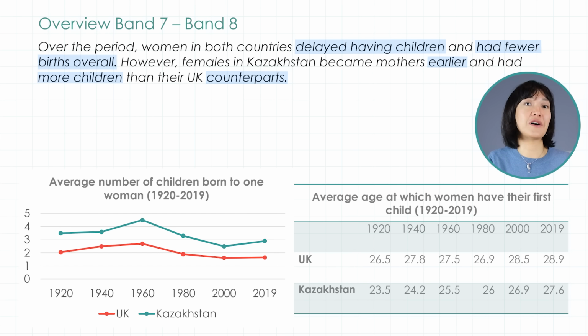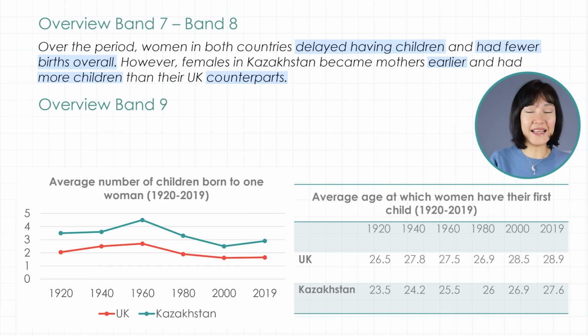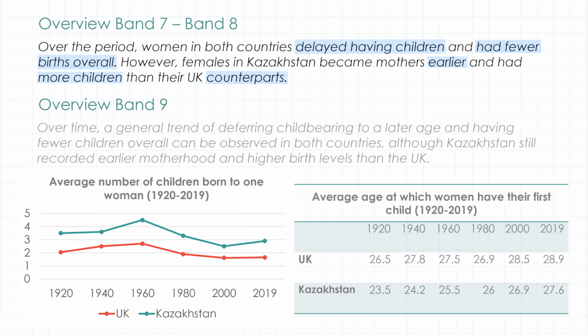And if you are really advanced, you could write at a band 9 level. Let me show you. The meaning is exactly the same, just the vocabulary and the grammar are at a higher level. "Over time, a general trend of deferring childbearing to a later age and having fewer children overall can be observed in both countries. Although Kazakhstan still recorded earlier motherhood and higher birth levels than the UK."